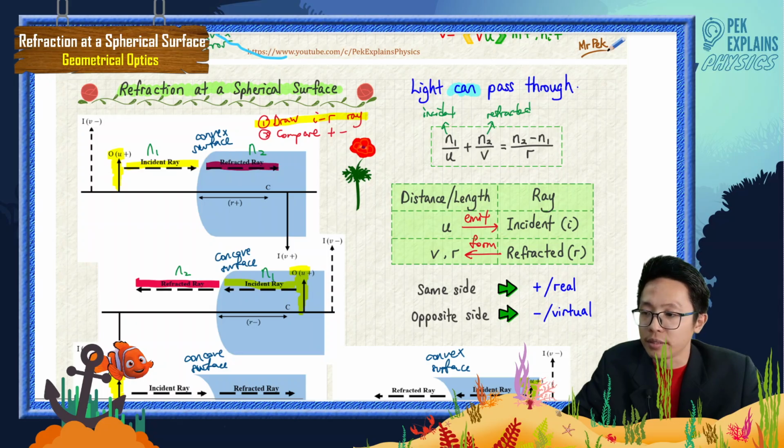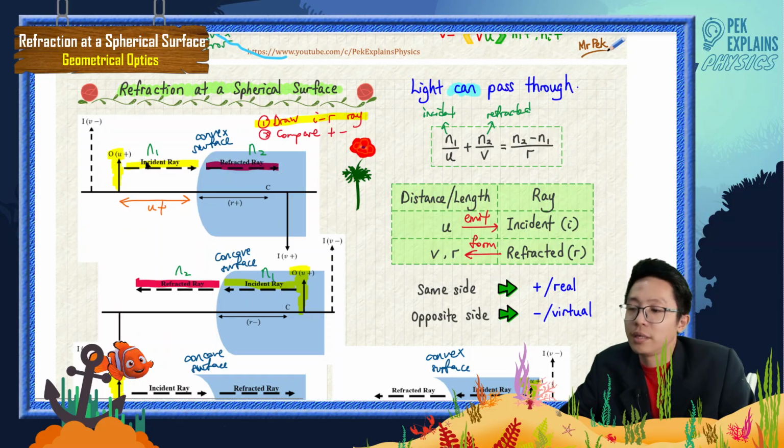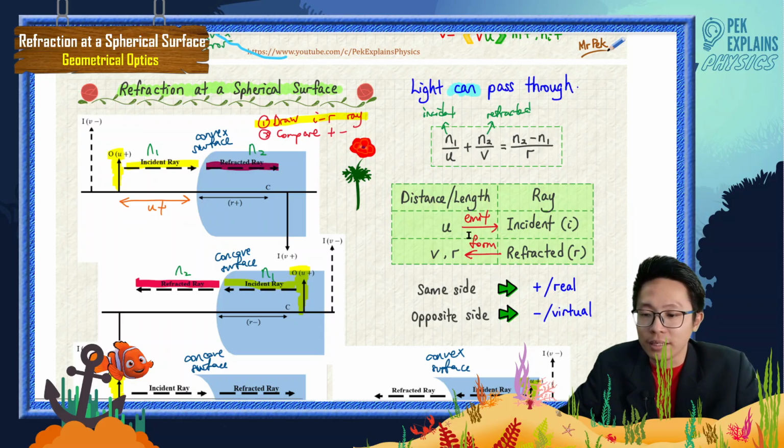So this is the incident ray and the refracted ray. Where is the object distance? The object distance is over here. This object is on the same side as the incident ray, so this is a positive object distance. Now, how about the image? Let's say the image is formed over here.